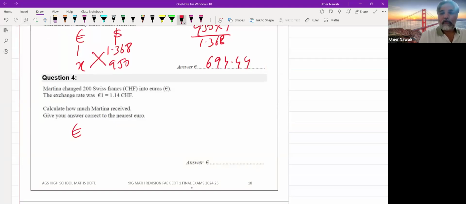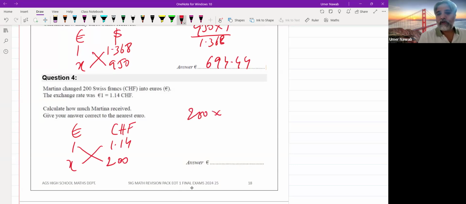Euro versus Swiss francs. So 1:1.14. X for 200, cross multiplication. 200 times 1 over 1.14. That gives 175.44.